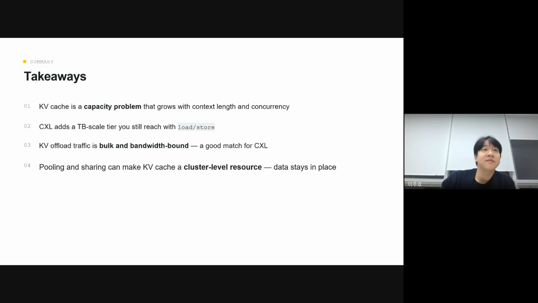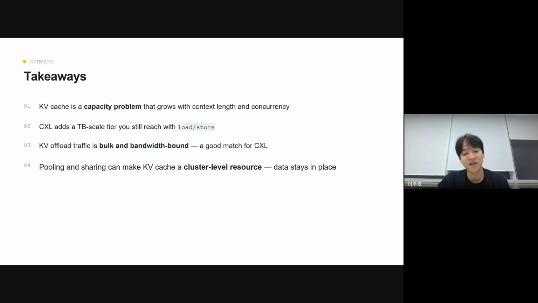So we have four takeaways. The first one is that KV cache is a capacity problem, and it grows with context length and concurrency. CXL has a terabyte-scale memory tier that you can use with standard memory instructions. Also, KV cache offloading traffic is bulk and bandwidth bound, which is a good match for CXL. That's why we think CXL memory is good for KV cache offloading.